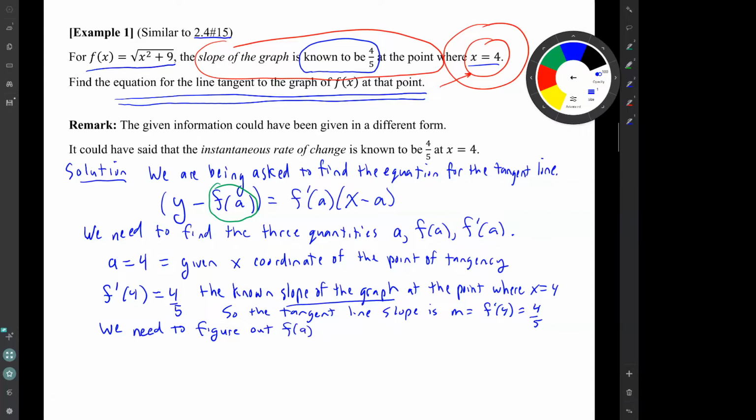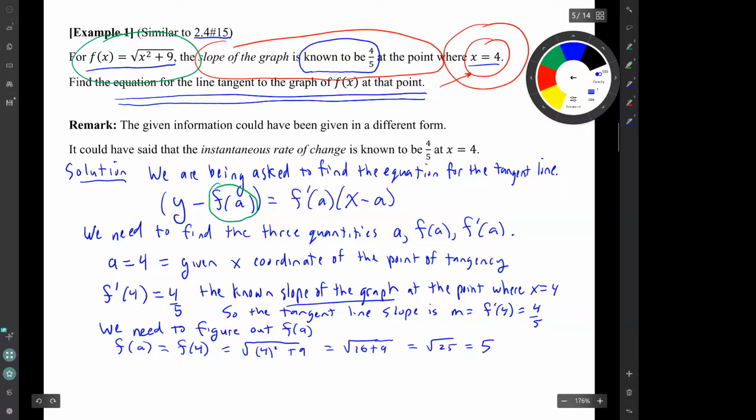Now remember what f parentheses a means. We know what a is. A is 4. So f parentheses a means f parentheses 4. And what that means is to substitute x equals 4 into the formula for f of x. F of x is way up here. That's our formula. So we're going to substitute x equals 4 into that formula. So f parentheses 4 is the number 5. That's the y-coordinate of the point of tangency.